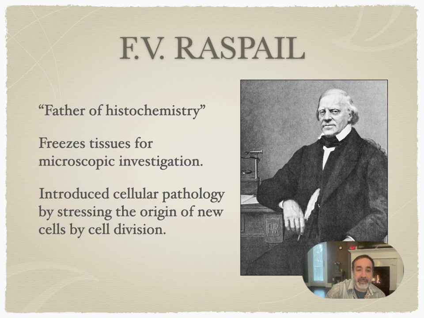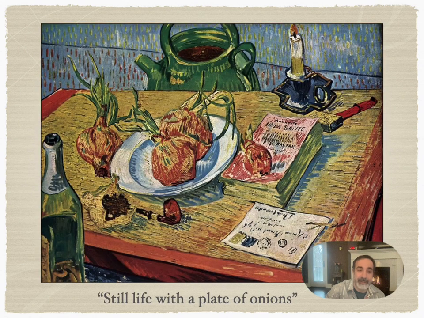Around the same time, a scientist named Raspail was working to further improve the newly invented technique of cutting thin tissue slides by freezing the tissue before cutting it. He also made other contributions in areas such as cell biology. He was also a cultural icon of his own time. In fact, he was such a prominent figure in 19th century French society that later in his life, Van Gogh paid homage to him in his still life with a plate of onions, by including a magazine published by Raspail right on the cover, next to the plate.